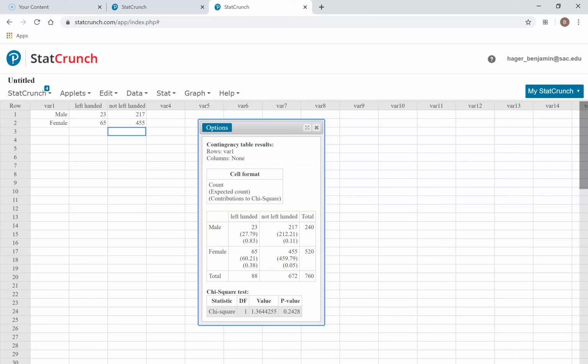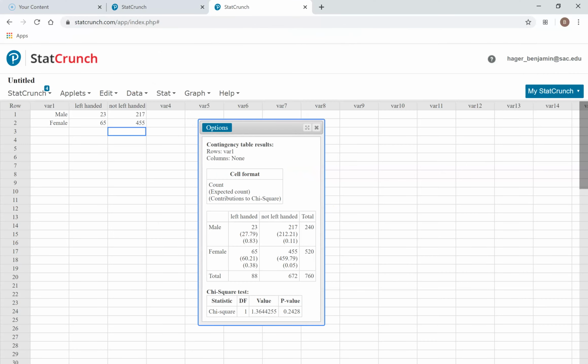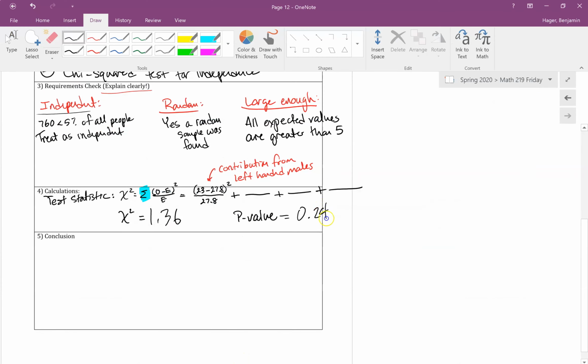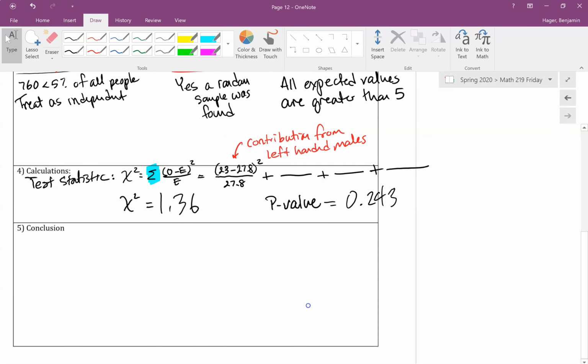So that's just info to see. What we really need ultimately is my p-value, right? That tells me whether I reject or fail to reject. So here's my chi-squared statistic, 1.36, and there's my p-value, 0.243, I'll round it to. So 1.36 and 0.243. Those are brought to us by StatCrunch.